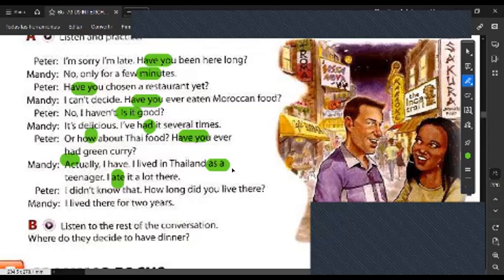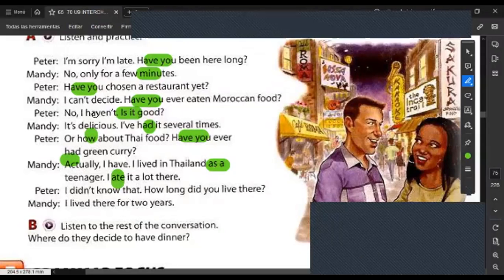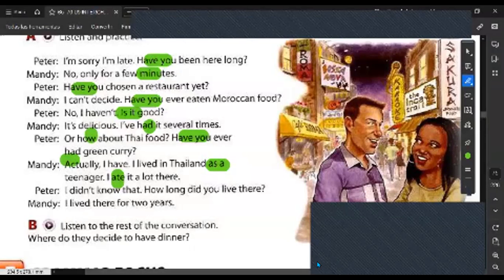Ok, is it good? No lo he probado. ¿Es bueno? En las respuestas cortas, el auxiliar siempre absorbe lo que significa el verbo principal en la pregunta. ¿Has tú probado comida marroquí? No, yo no he probado. No, I haven't. ¿Es buena? Is it good? It's delicious. I've had it several times.